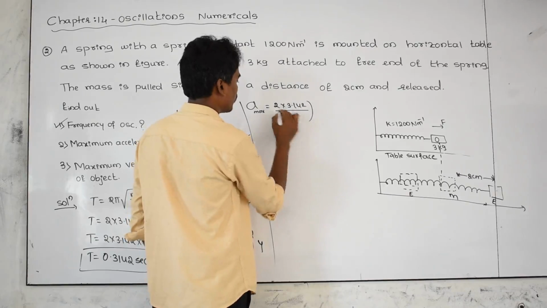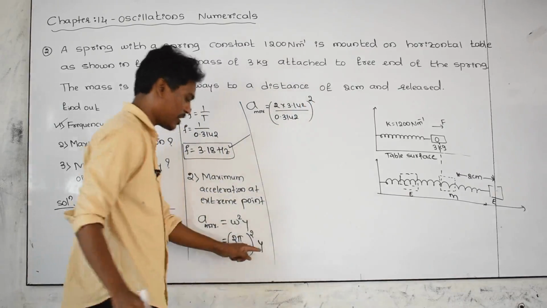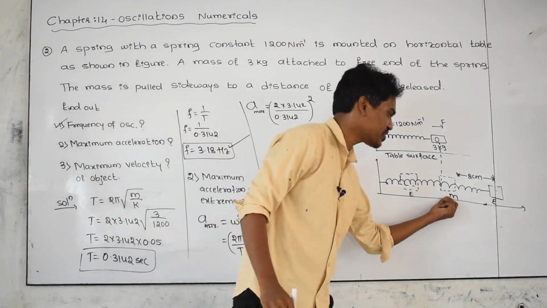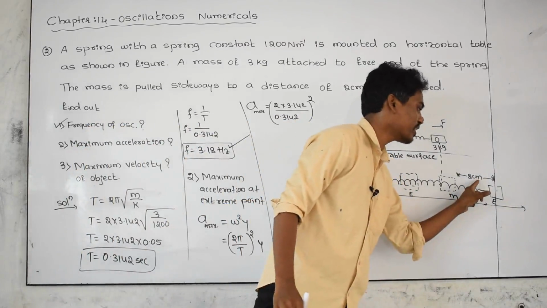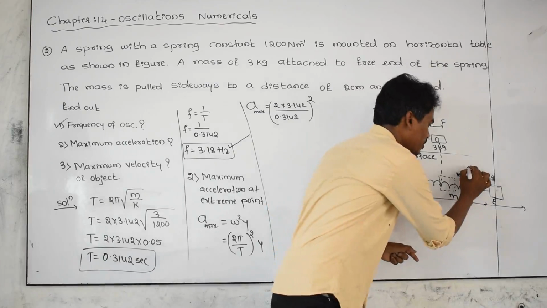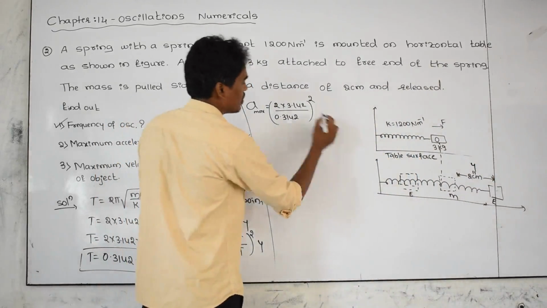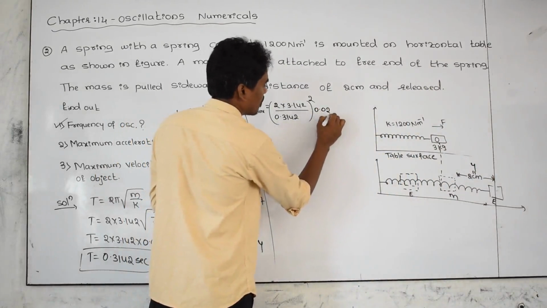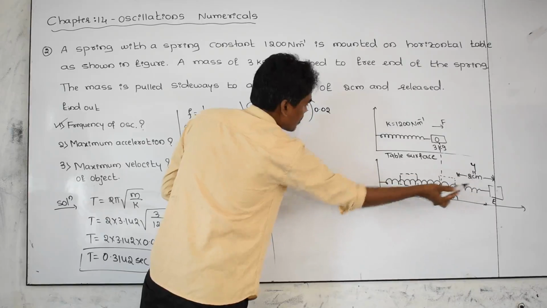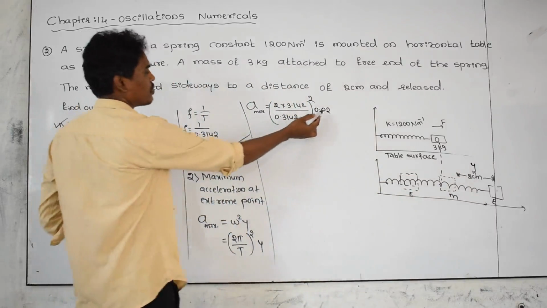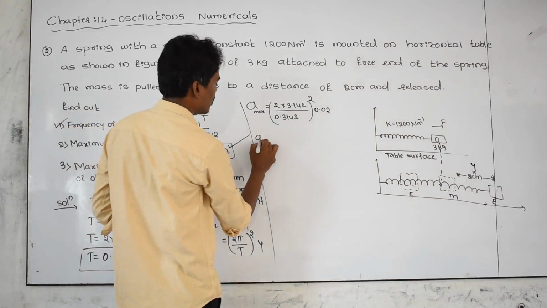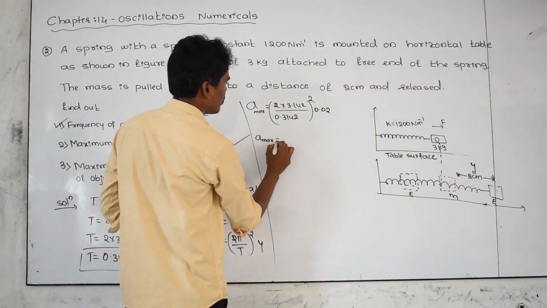0.3142, and whole square, and the y value in the diagram, with how much distance we have to pull the body, 2 centimeter. y is equal to 2 centimeter, in terms of meter 0.02, that is 2 divided by 100, which is 0.02. In terms of meter I have taken. Then maximum acceleration you find out yourself.